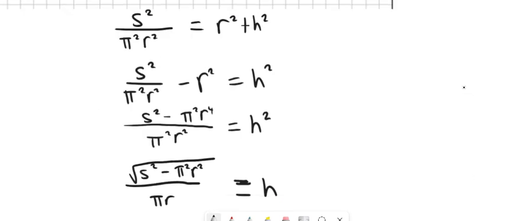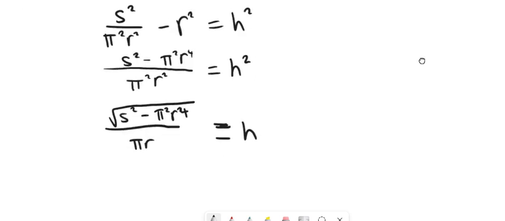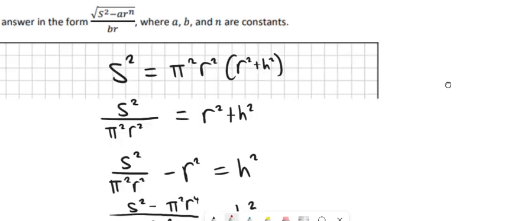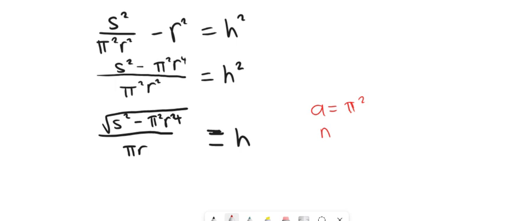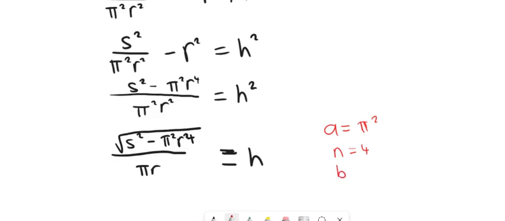Sorry, it's r to the 4, isn't it? I wrote down squared by mistake. So a, b, and n. a is the thing in front of the r, so a is pi squared. n is the power, so n is 4. And for pi r, b is just going to be pi. And that's all then for that question, I think.